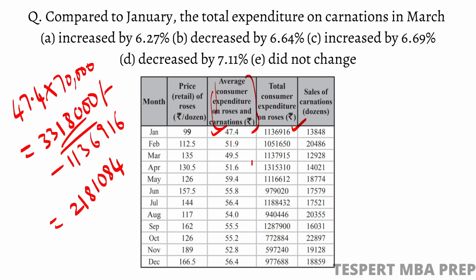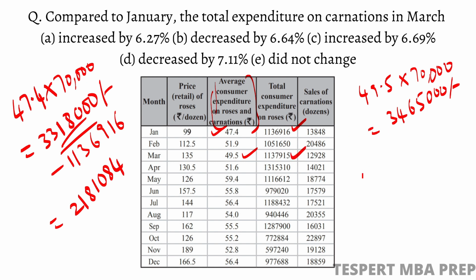In March, the average consumer expenditure on both carnations and roses is 49.5 and the population is 70,000. So this will be around 3464500. This is the total expenditure on both carnations and roses in March. And we know the total consumer expenditure on only roses, so subtract these two to get the value of only carnations. So minus 1137915 will be equal to 2327085. Right? This is the expenditure on only carnations, and we are asked to find out the total expenditure on carnations in March compared to January.